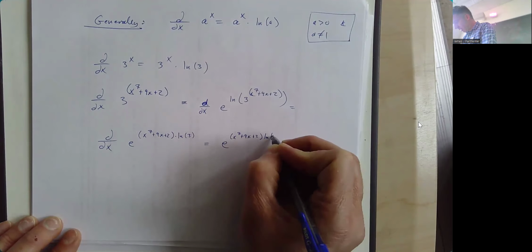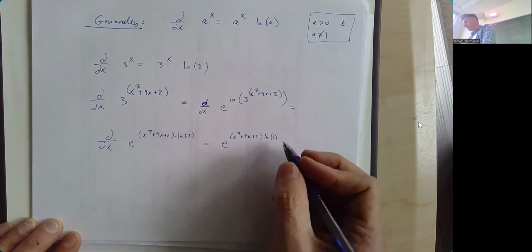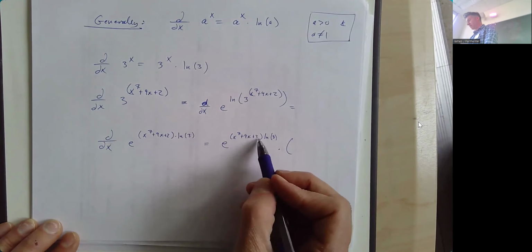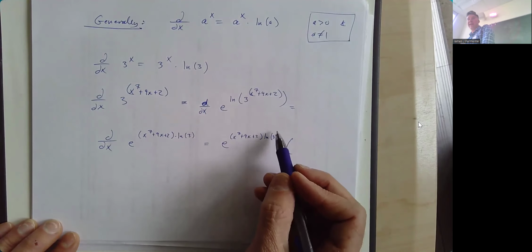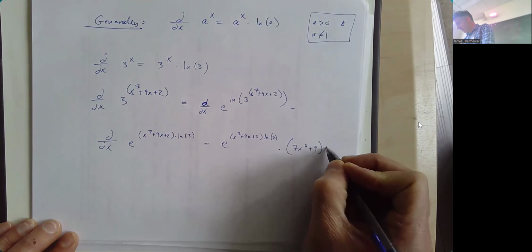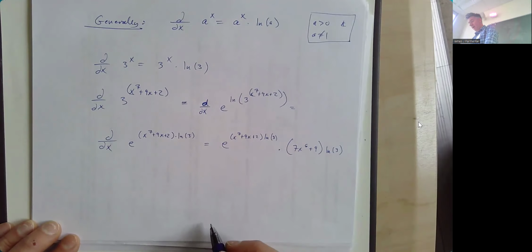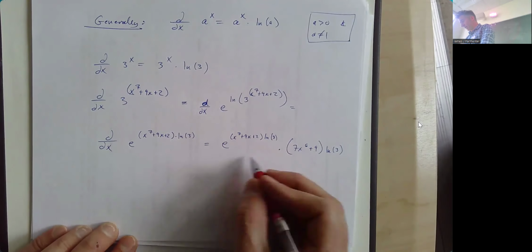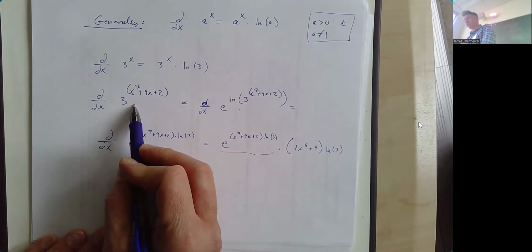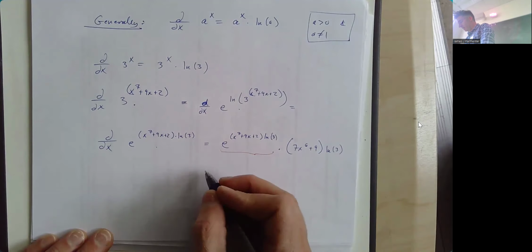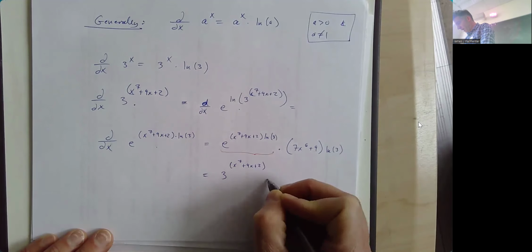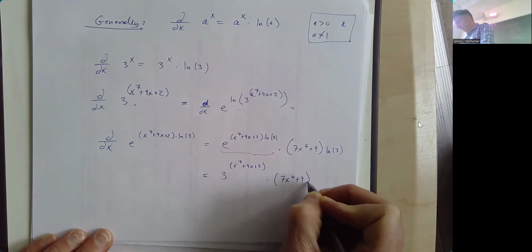So e to the x to the 7th plus 9x plus 2 times natural log of 3 times the derivative of all that stuff. And the derivative of all that stuff, well, it's going to be the derivative of this, and the constant multiple gets to just hang out. So it's going to be 7x to the 6th plus 9 times the natural log of 3. And then I'll remind everybody, because we shouldn't leave it like this, this is really the same as 3 to the x to the 7th plus 9x plus 2. So I should really write my answer as 3 to the x to the 7th plus 9x plus 2 times 7x to the 6th plus 9 times the natural log of 3.